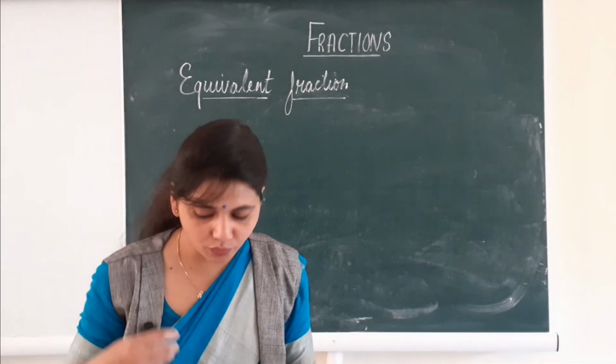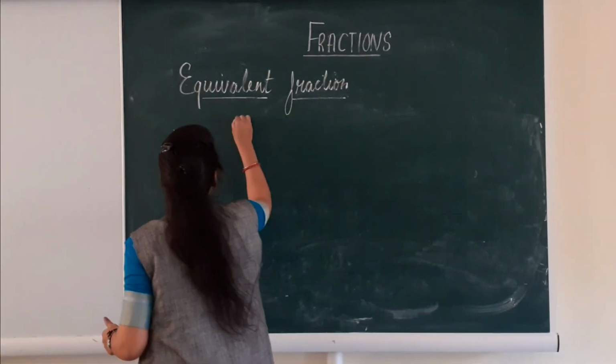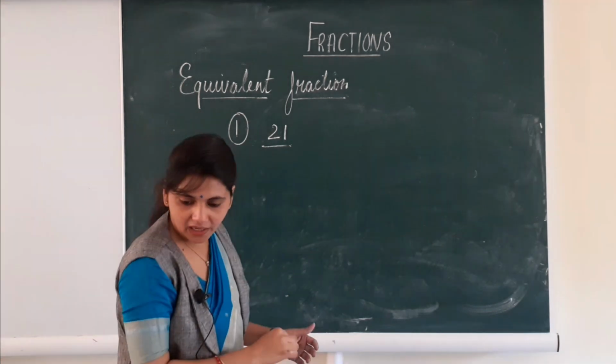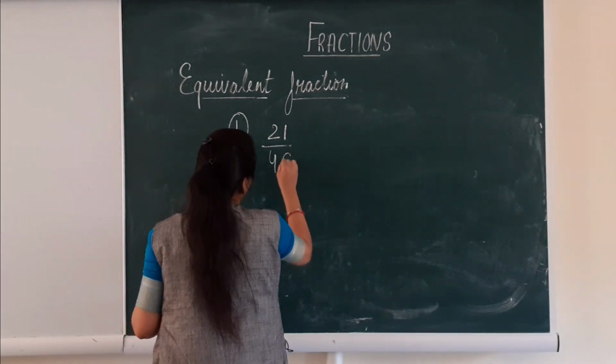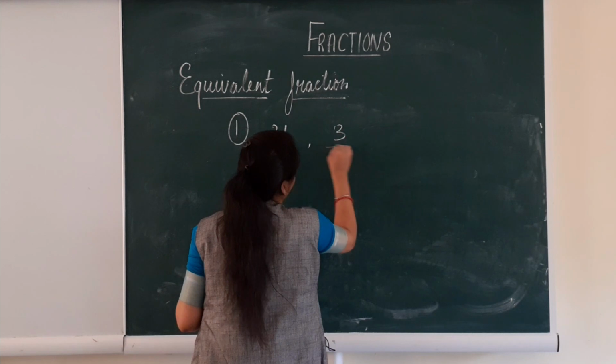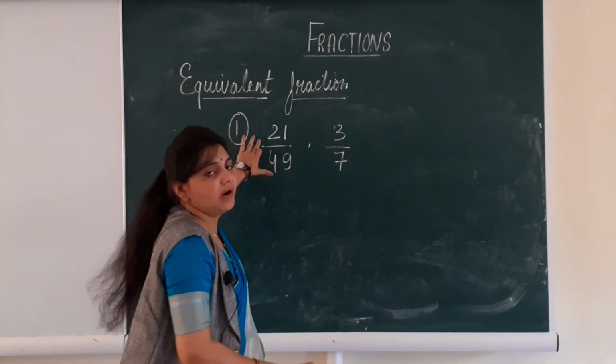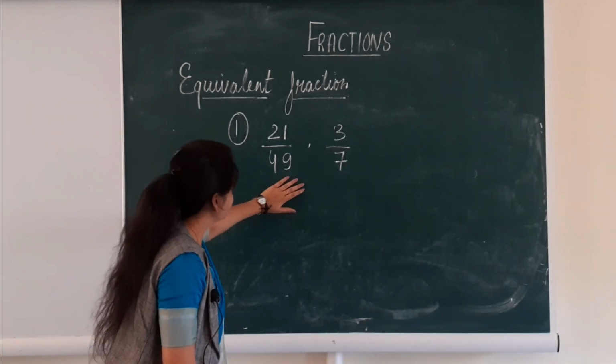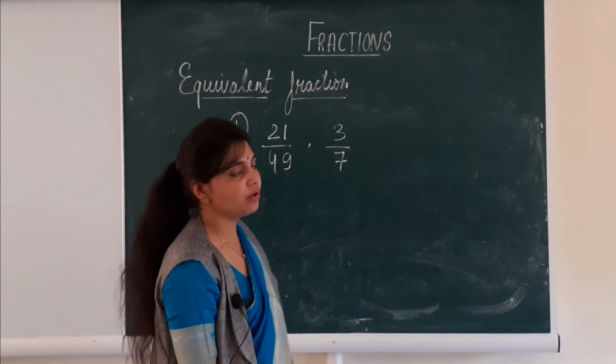Check for equivalence. So very first question from your book is 21 by 49, 3 by 7. These were the two fractions given in your book, and we have to check whether they are equivalent or not.